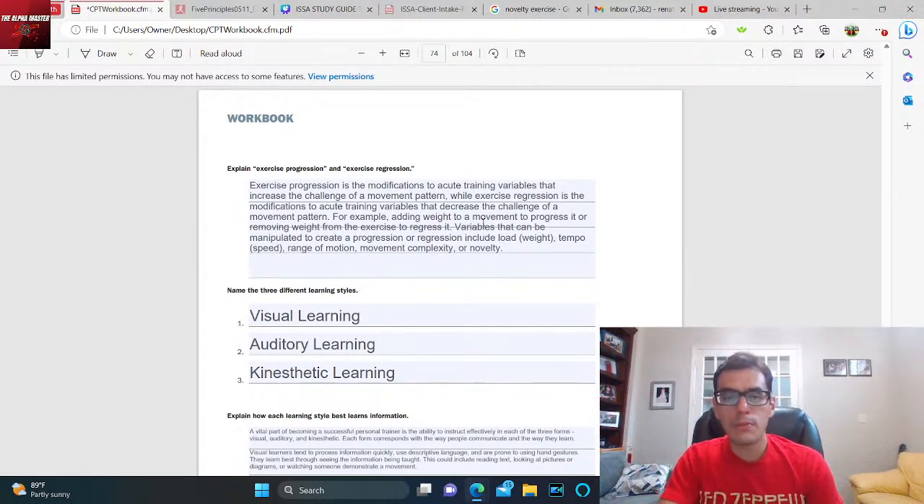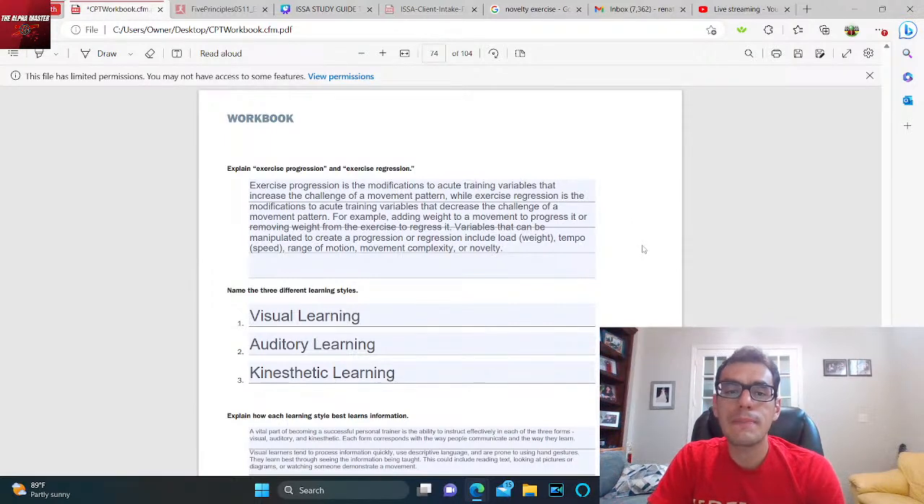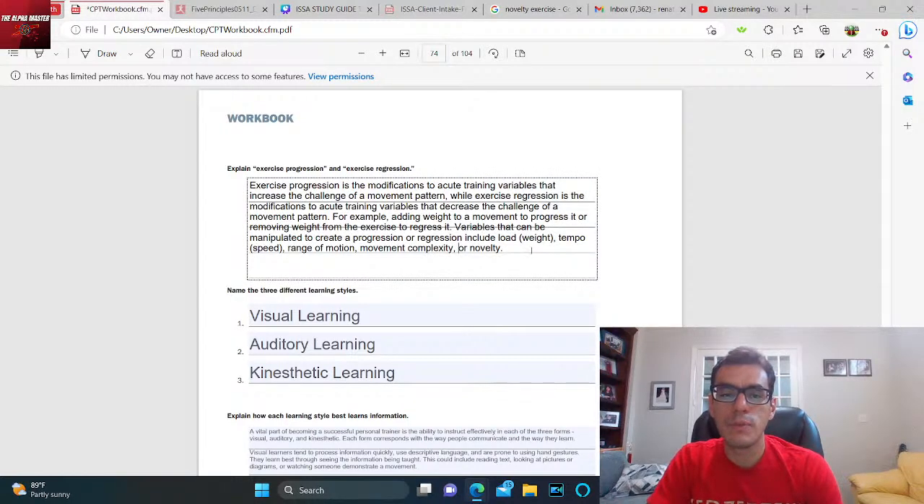Now, the variables that can be manipulated to create a progression or regression include the load, the weight, the tempo, the speed, the range of motion, the movement complexity, or the novelty.